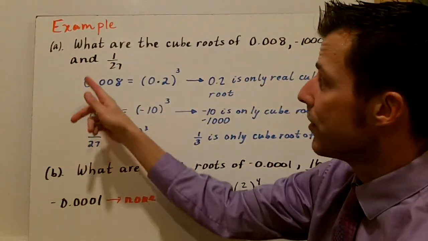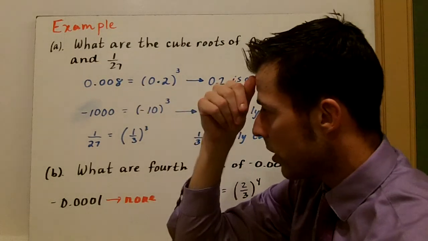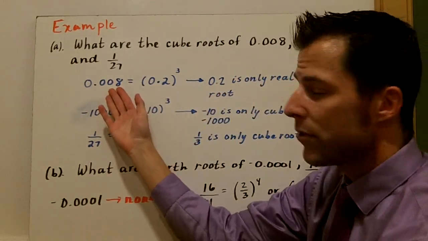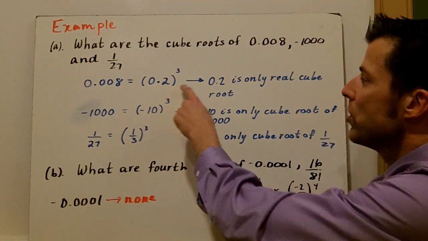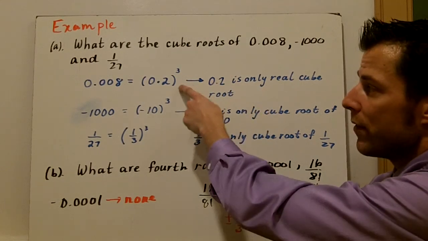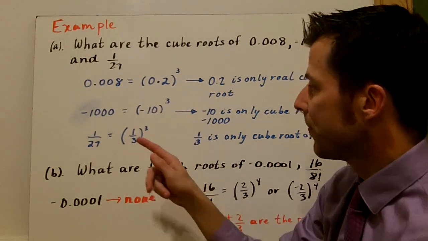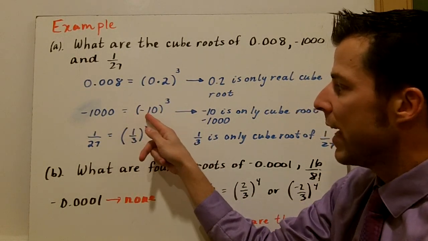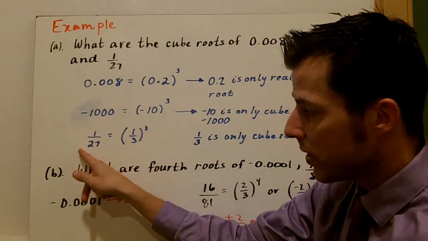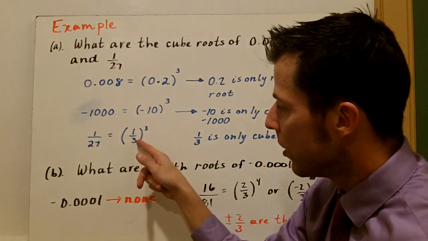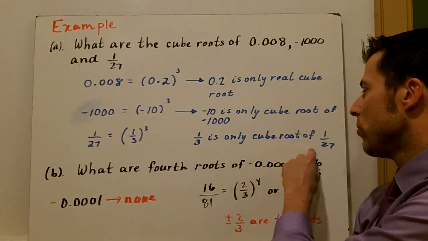Alright, so a couple of examples. What are the cube roots of 0.008, -1000, and 1/27? So 8 thousandths here is equal to 0.2 cubed. So we would say that 0.2 is the only cube root because a is greater than 0 and the index is odd. -1000 is equal to -10 cubed, so we'd say -10 is the only cube root of -1000. And we have 1/27 as our last example. 1/3 cubed gives us 1/27, so 1/3 is the only cube root of 1/27.